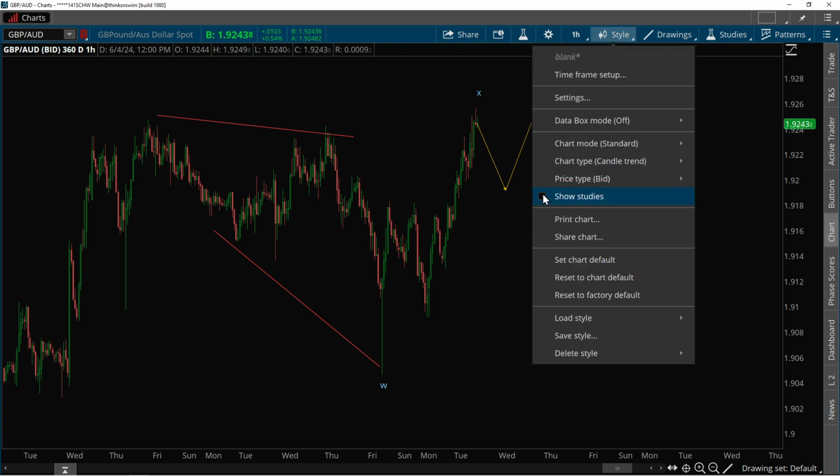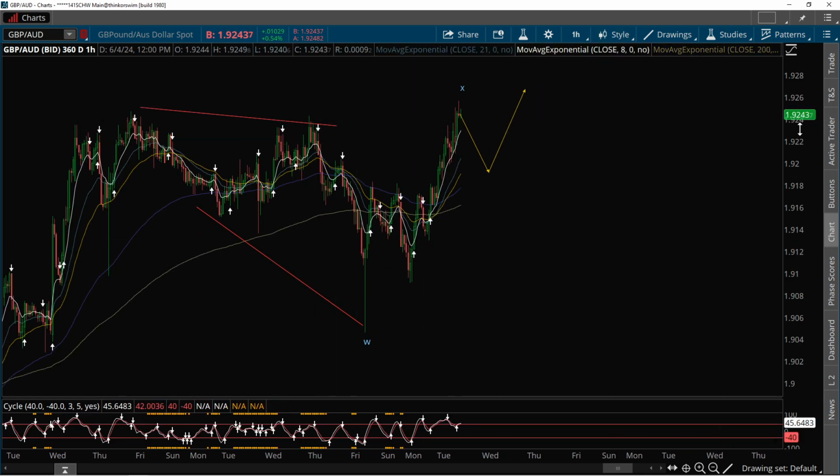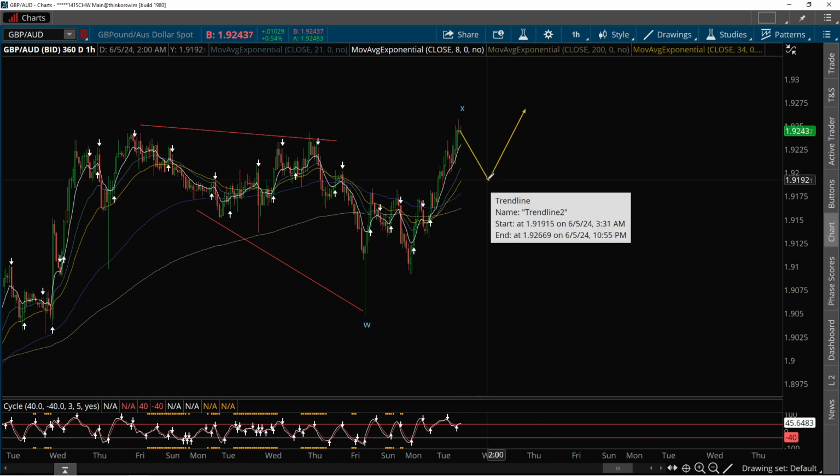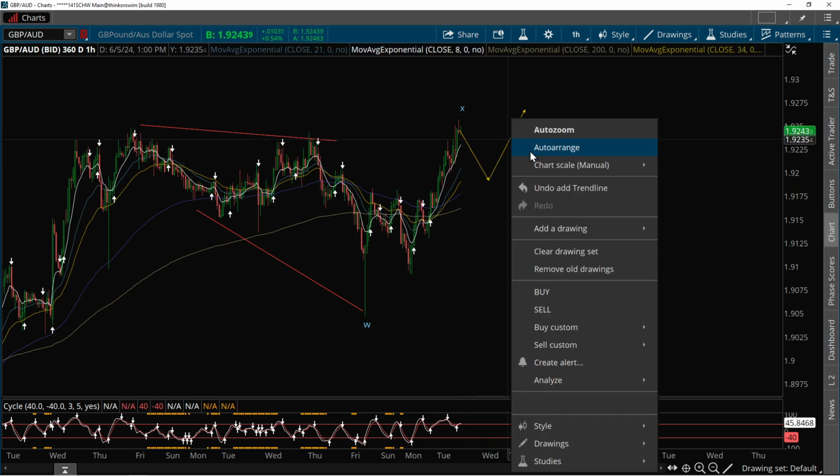Put our EMAs back on like this. So you want to take your first 1 hour 34B. It's going to be our first high or low after the break of structure, right? It'll be your first 34B.